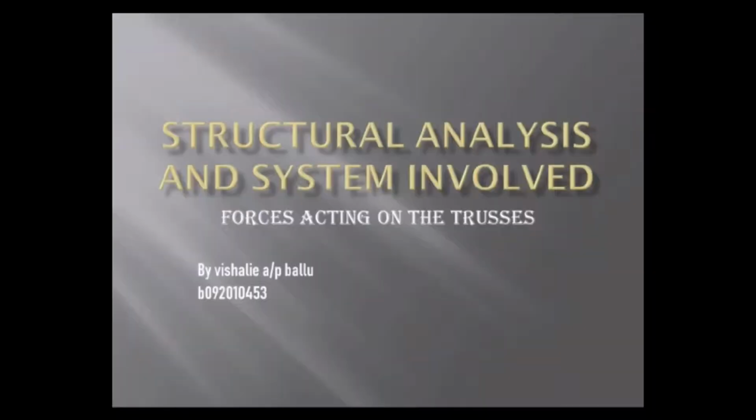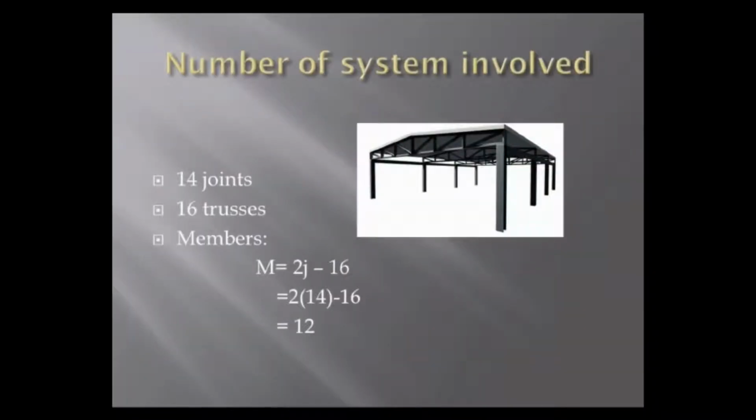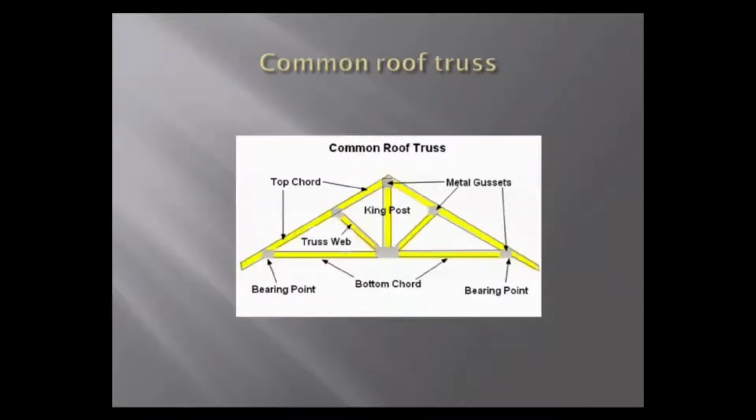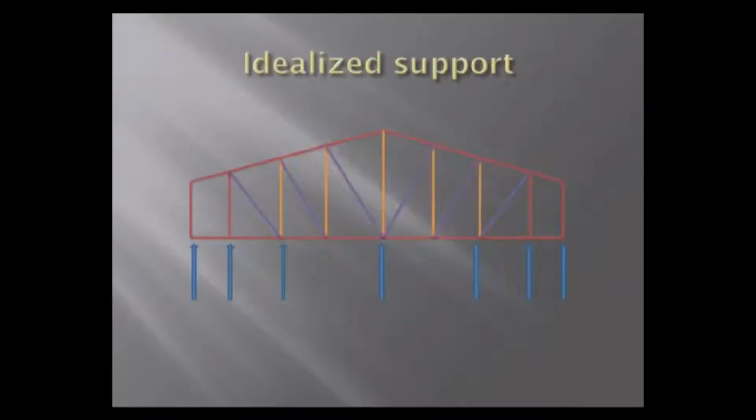B0920100453. Today I will explain about the system involved in the structure and the idealized development for the system. There are 14 joints, 16 trusses and 12 members in this structure. This diagram shows the common roof truss. This diagram shows the idealized model based on our free body diagram.